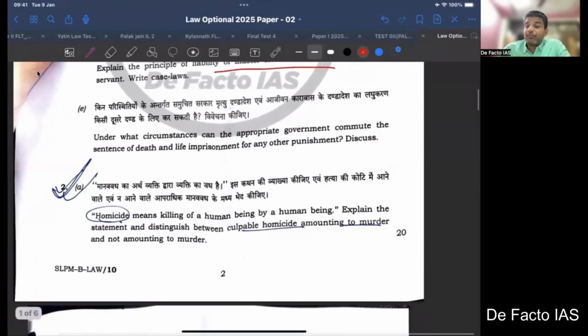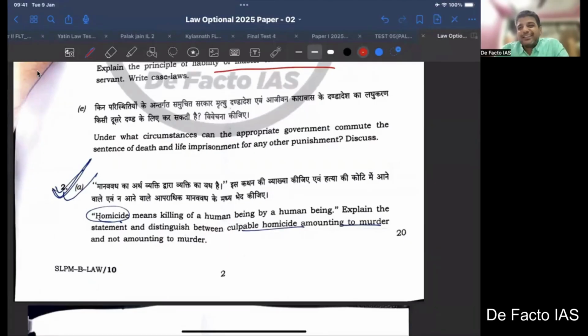Then come to 1E. It says, under what circumstances can the appropriate government commute a sentence of death and life imprisonment to any other punishment? Now this was a very unique question, because this actually relates to CrPC, not IPC, but still they have asked it.